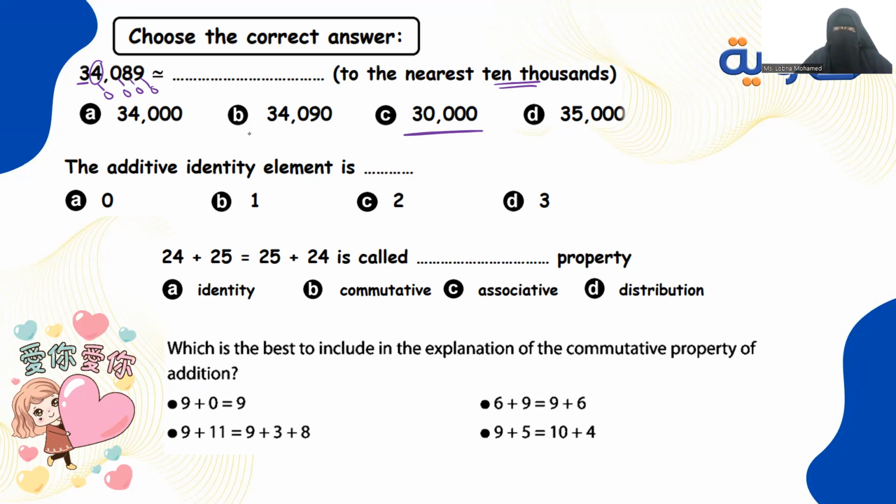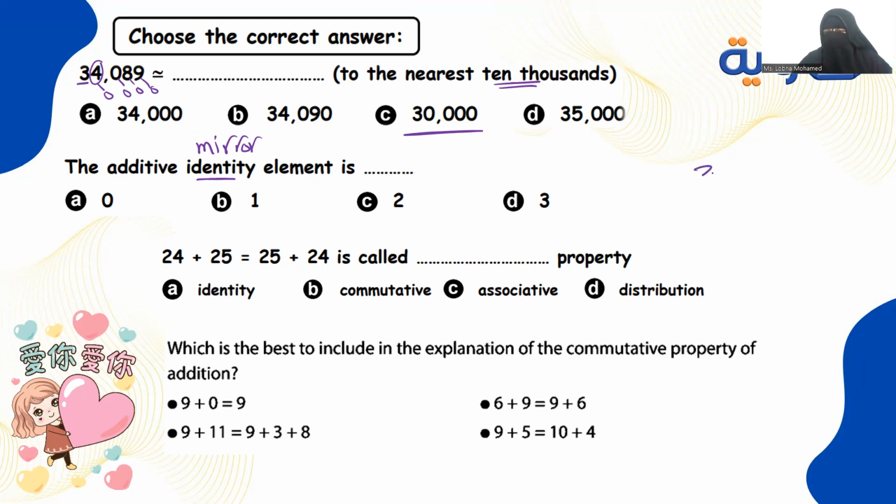The additive identity element is. What is the additive identity element? Oh, did you remember about the identity? All the time, the identity, it's like the mirror. You can't see yourself in it. So what is that? What about the additive? Refer to addition. So plus. So ask yourself, what is the number if you add it to another one? You will get the same number.